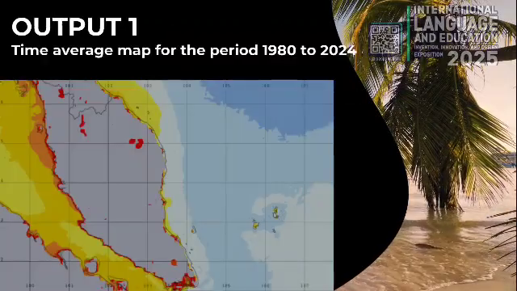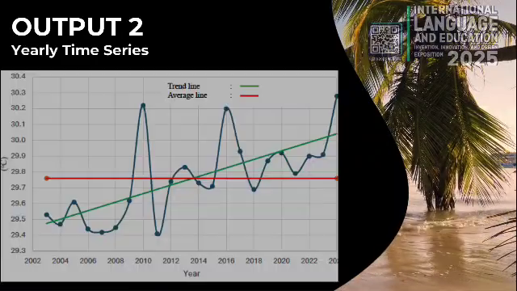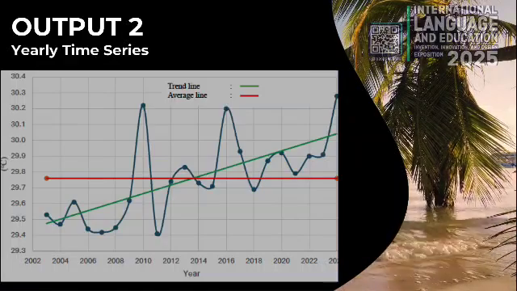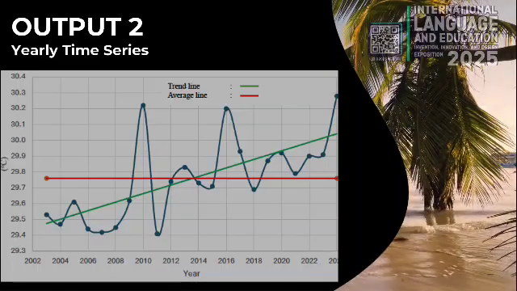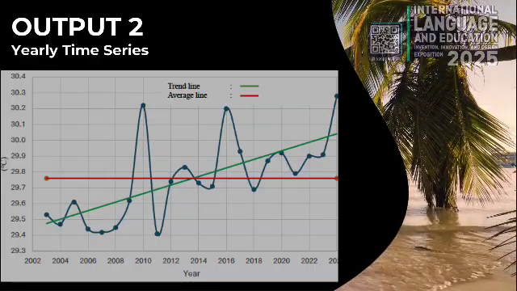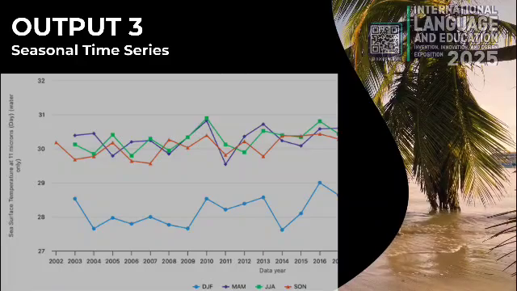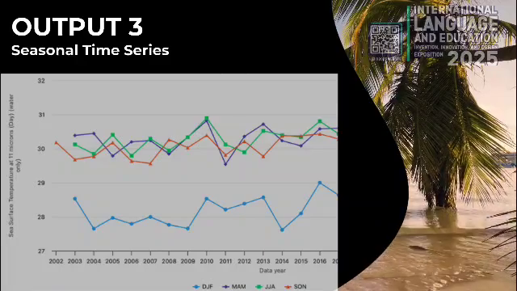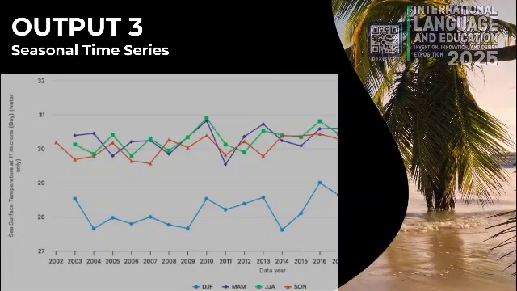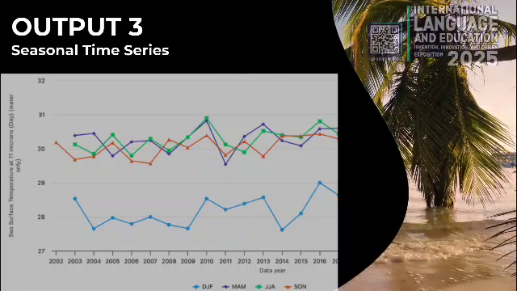Examples of the findings are the time average map. A time average map is a map that shows the average value of data over a selected period of time. Next is the yearly time series. This is a graph that shows how data changes from year to year. For example, if we plot sea surface temperature in Malaysian waters from 1980 to 2020, the yearly time series will show the trend of how the temperature rises or falls over those years. Last one is the seasonal time series, which is a graph that shows how data changes according to the seasons within a year. For example, if we look at sea surface temperature in Malaysian waters, the seasonal time series can show differences between the northeast monsoon and the southwest monsoon.